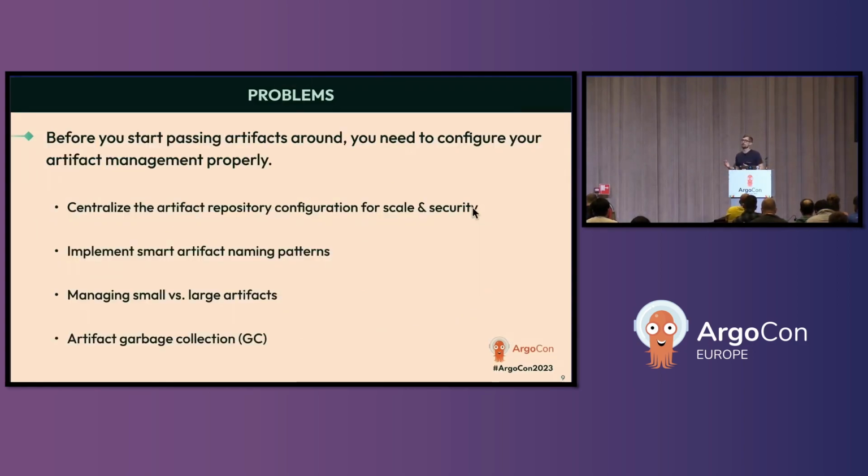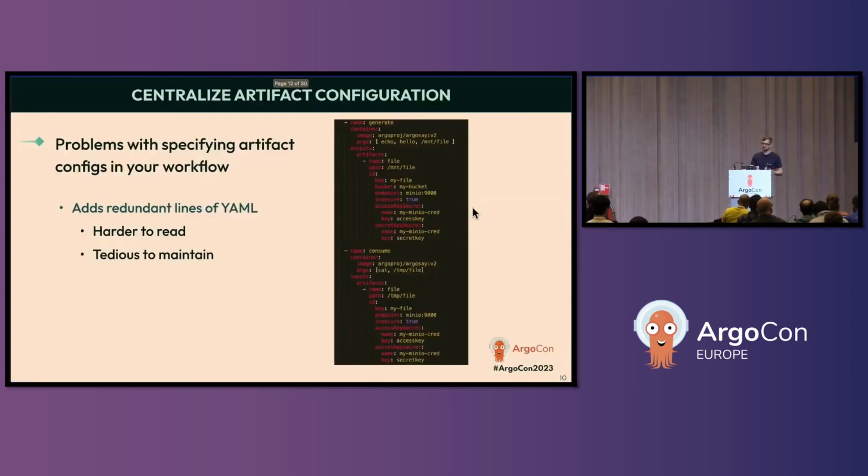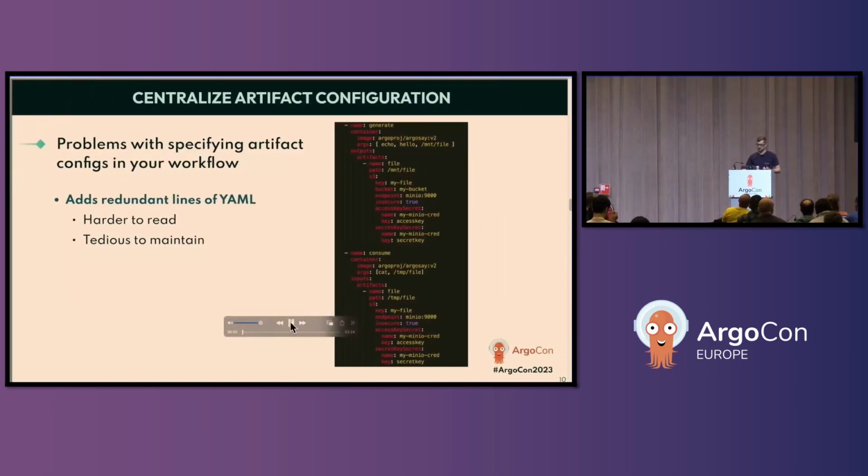So before you start passing artifacts around, we're going to cover some of the features that can help you solve problems. We're going to cover 4 features: centralizing the artifact repository configs, implementing good naming conventions that'll help you scale up and help the team find their artifacts, managing small versus large artifacts, and how do you go about that? And then we'll also be covering a newer feature in Argo Workflows called artifact garbage collection. So what I'm going to do now is hand it over to Julie to talk about centralizing artifact configs. Let me just hand it over to you, Julie.